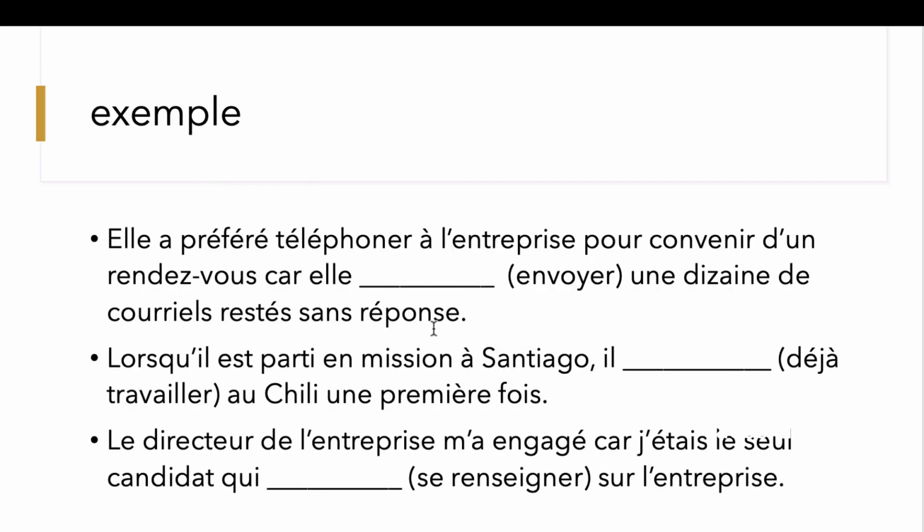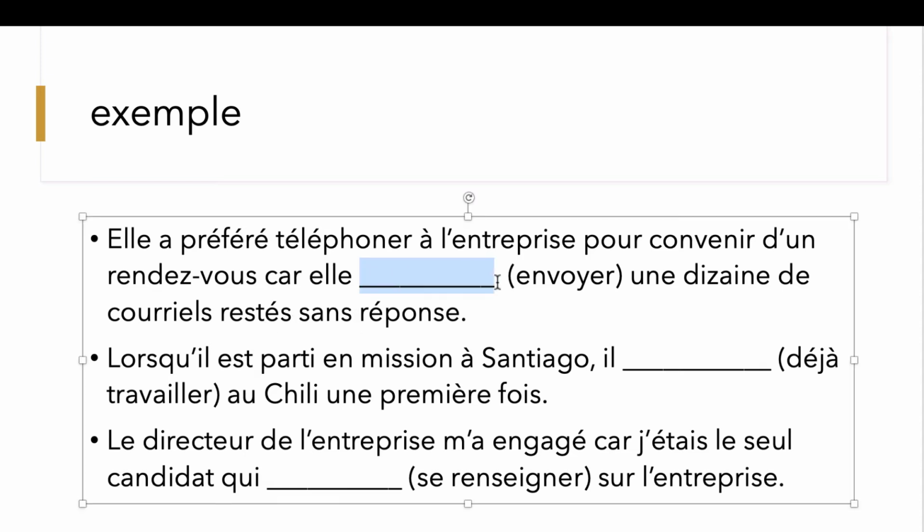All right, so this is something that you might see on the test on Friday, November 13, is just to conjugate the following verbs in plus que parfait. So let's take a look. Elle a préféré téléphoner à l'entreprise pour convenir d'un rendez-vous qu'elle envoyer une dizaine courriel resté sans réponse. Okay, so how would I do that? Envoyer, is that part of the Dr. Mrs. Van de Champ fam?